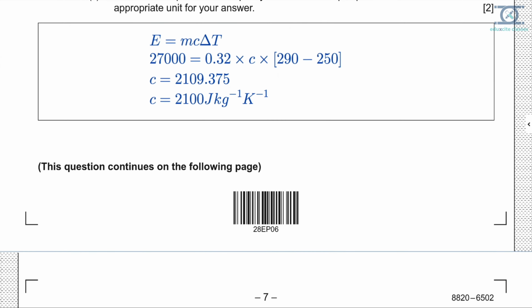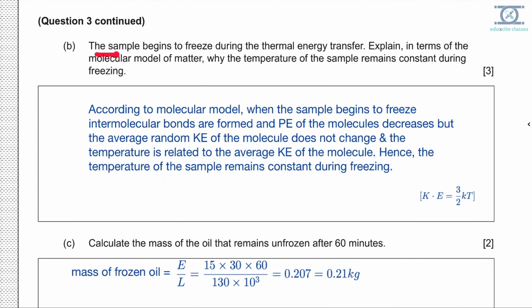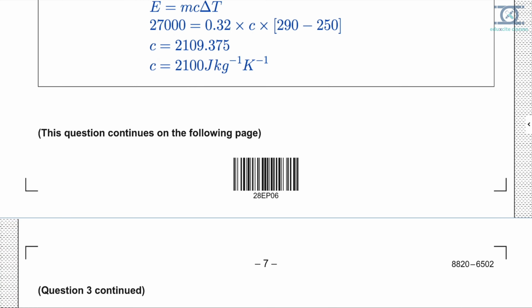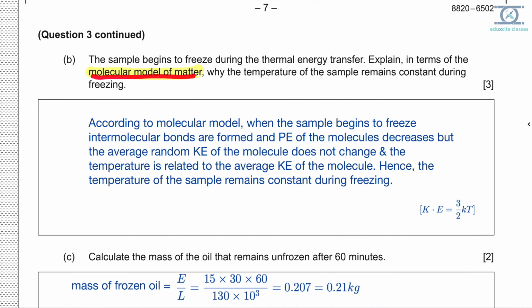So this is of 2 marks, 1 mark for the correct equation and 1 mark for correct substitution and getting the correct answer. Now the B part: a sample begins to freeze during thermal energy transfer. Explain in terms of the molecular model of matter why the temperature of the sample remains constant during the freezing. We know that while the phase is changing, the temperature remains the same, but this we have to explain with reference to the molecular model of matter.